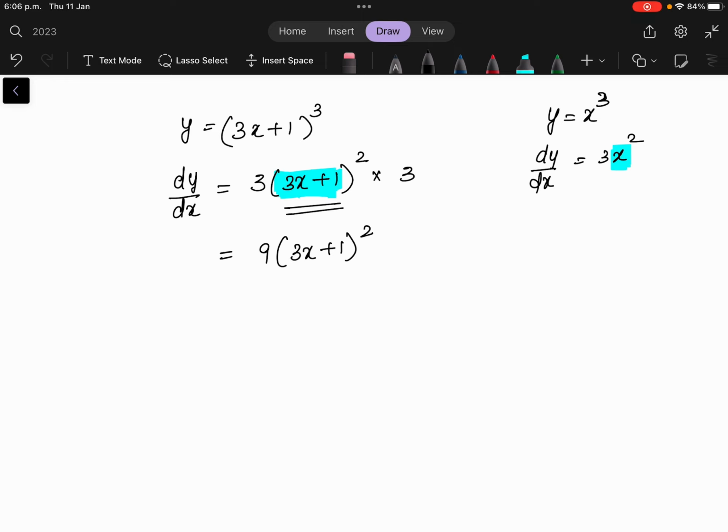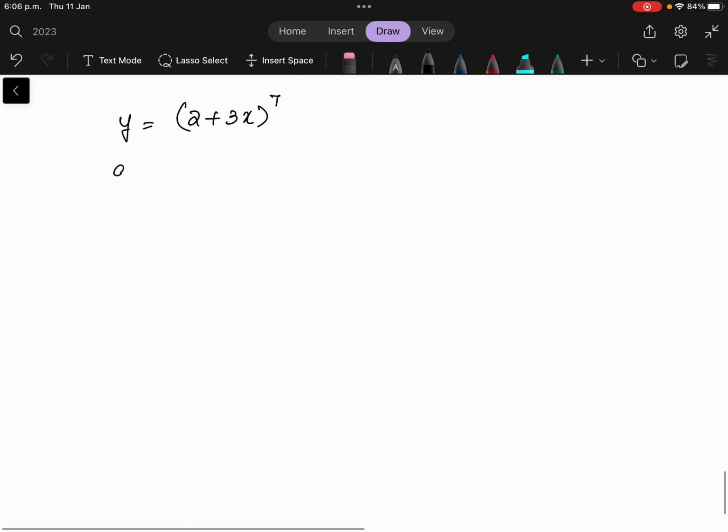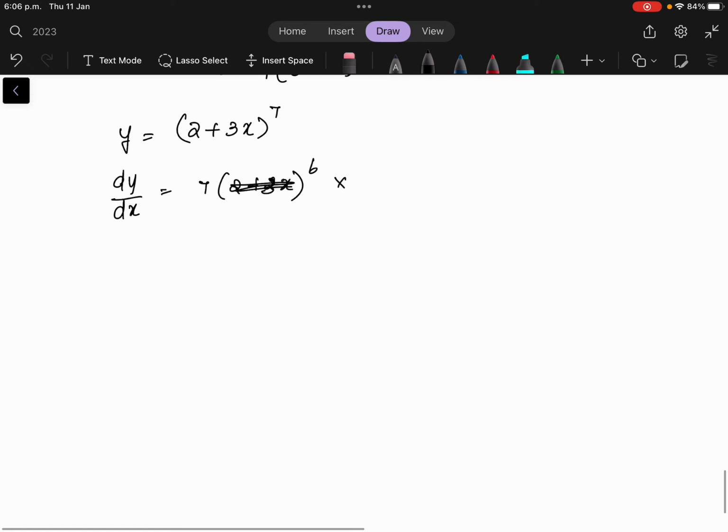Let me get a couple of questions. Okay, so I have another question here. y is equal to (2 plus 3x) to the power of 7. To do dy by dx, first you do 7 times (2 plus 3x) to the power of 6. And since this is not x, you differentiate that again. So it is 3, and 7 3s are 21, times (2 plus 3x) to the power of 6.